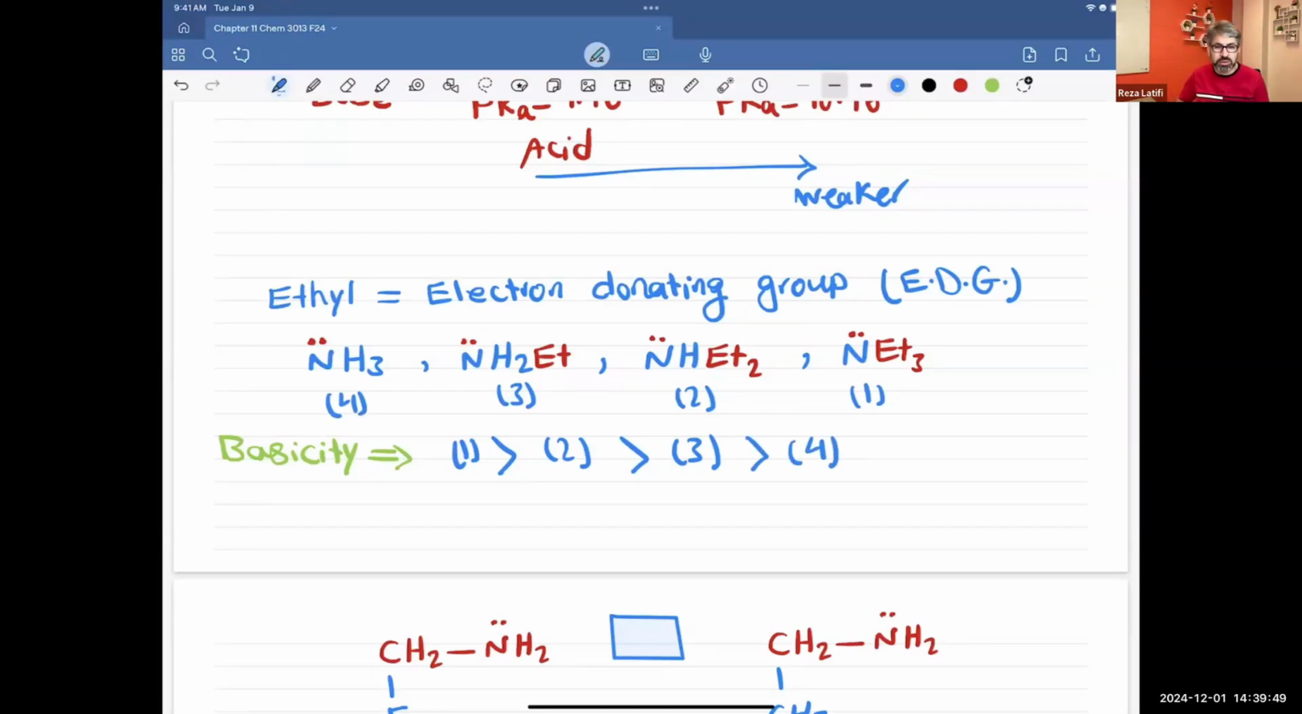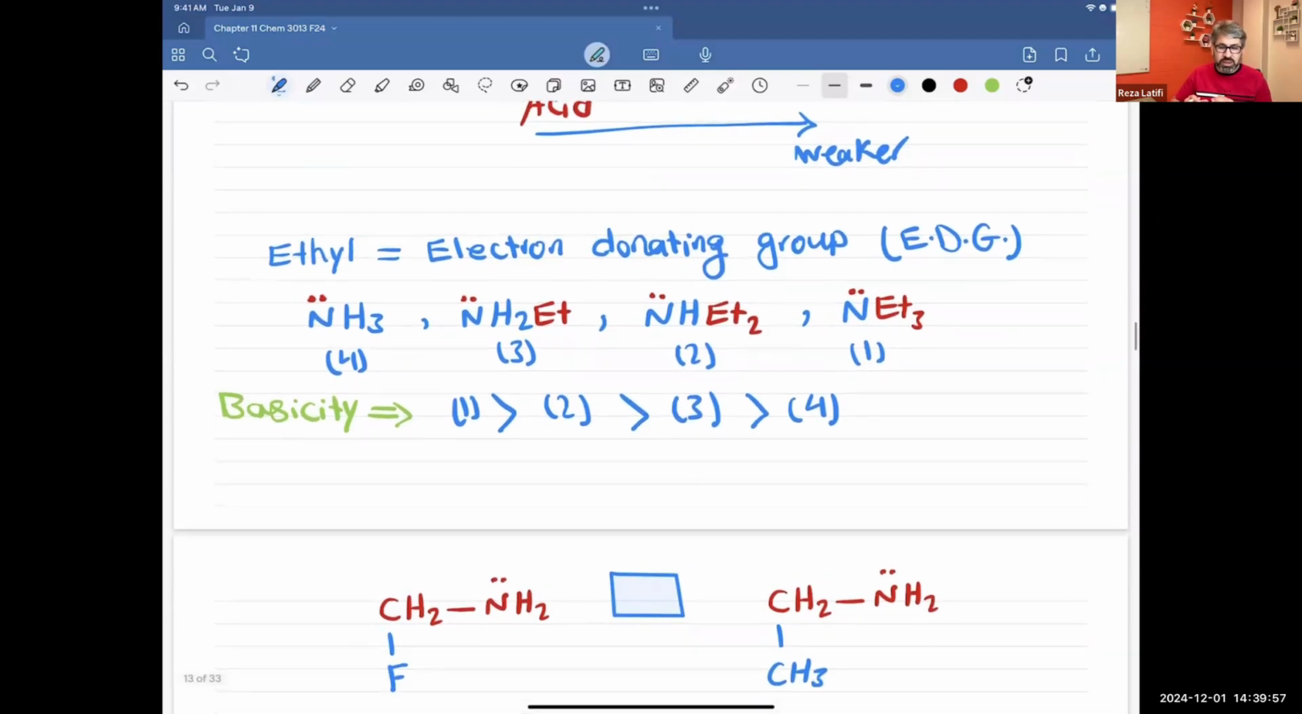Why? Because ethyls are electron donating groups. They will increase the electron density on nitrogen, and that's going to increase the basicity. Now, this effect is through induction. Okay, what do I mean by induction? You have an electron donating group. They are increasing electron density through space, not resonance. Through space, or through some chemical bonds, they are increasing the electron density on nitrogen.